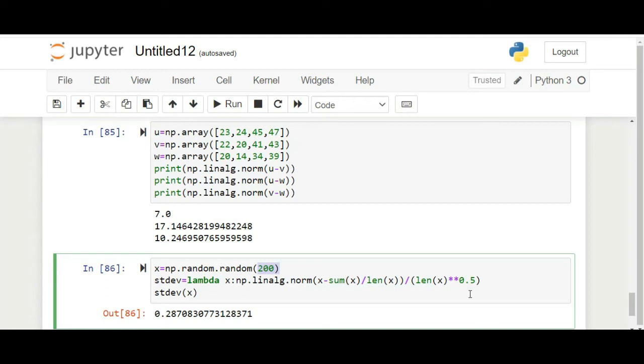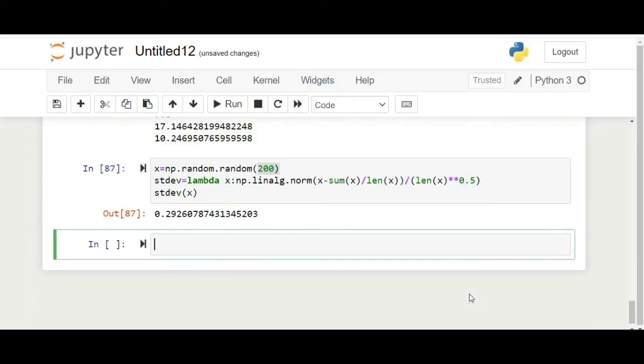After finding the standard deviation by applying the formula, let a is equal to, just like if I write a is equal to np dot ones, and how many ones? 10.